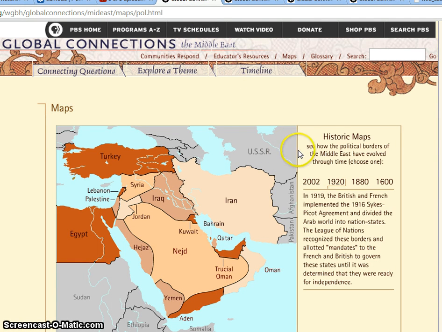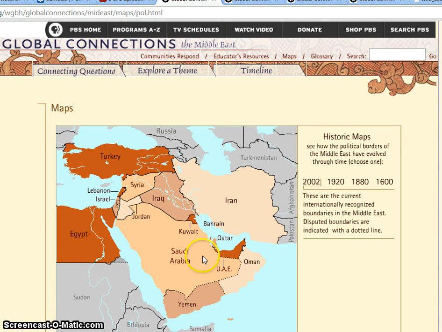So if we look at the more modern map, we notice this is now Saudi Arabia, this was previously Palestine, is now Israel. We see Yemen, Oman, and United Arab Emirates are added. So those are just some changes in the modern map.